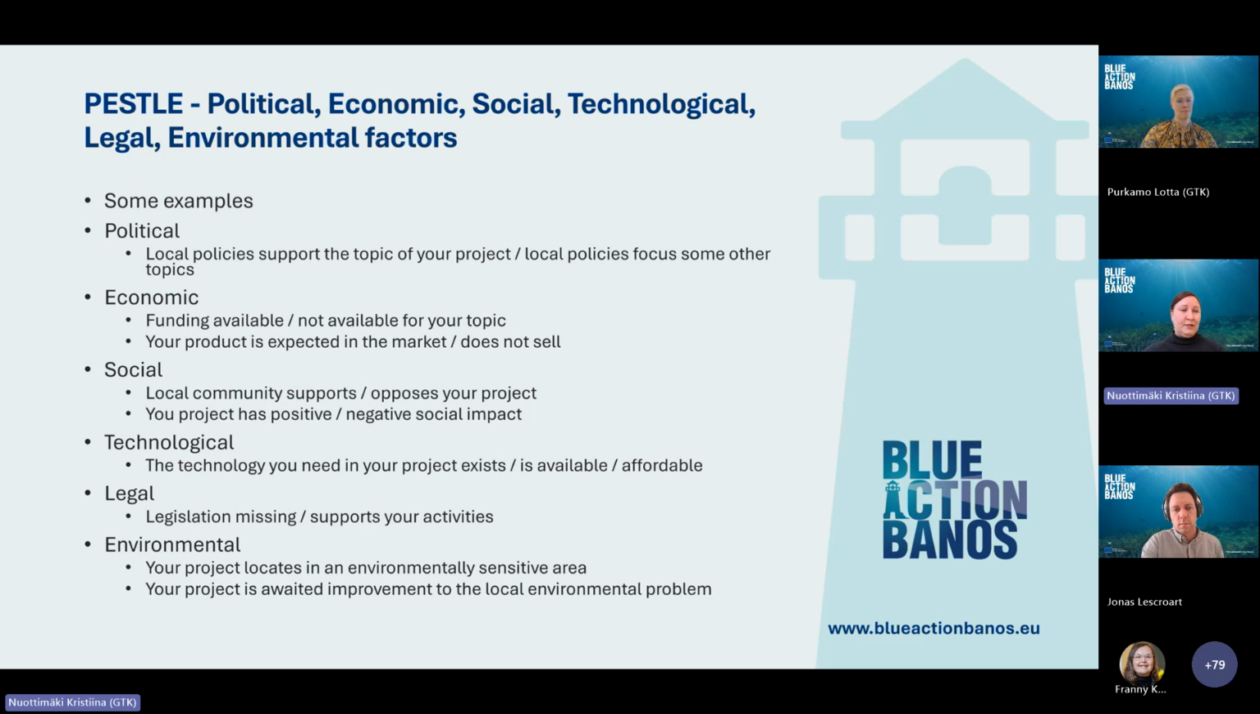Legal aspects could be that the legislation is missing, or it supports your activities, or sometimes it's not detailed enough. There's, for example, legislation on aquaculture, but not specifically on mussel aquaculture, and you're unsure how to make an application and so on. Environmental factors could be that your project, for example, locates in an environmentally sensitive area and permitting is difficult, or your project is a weighted improvement to a local environmental problem and seen very positively.